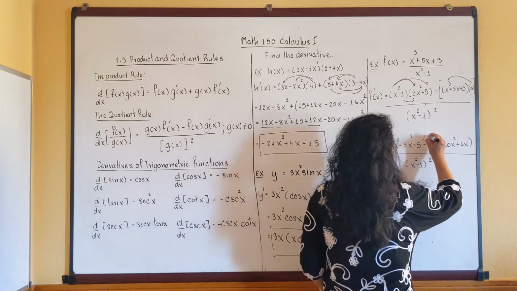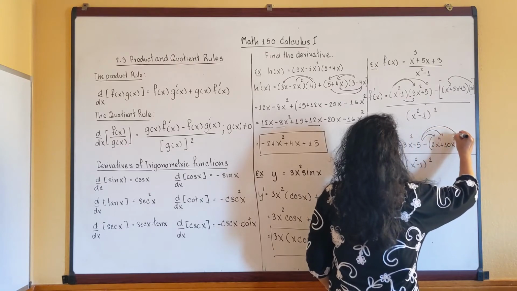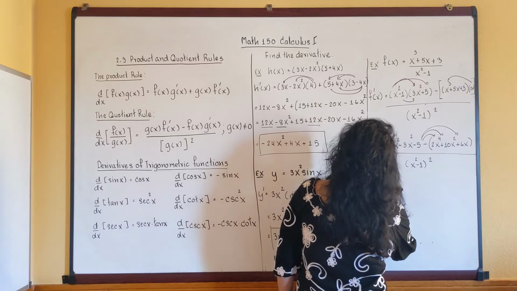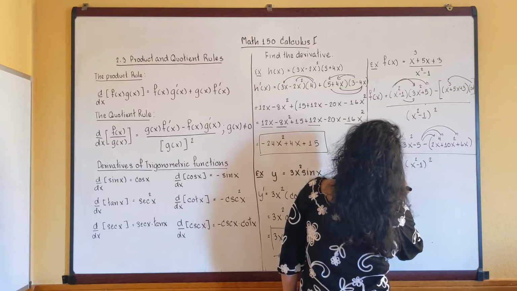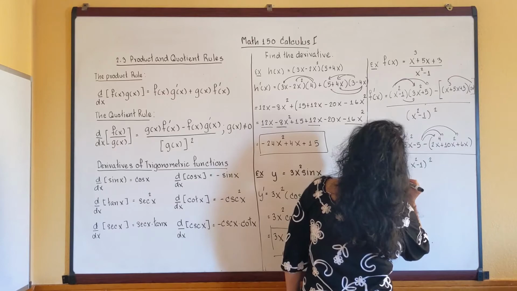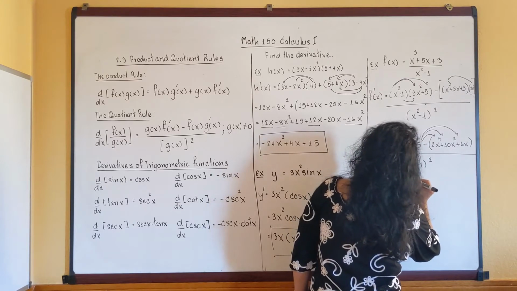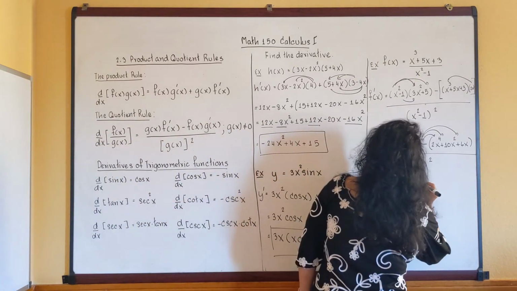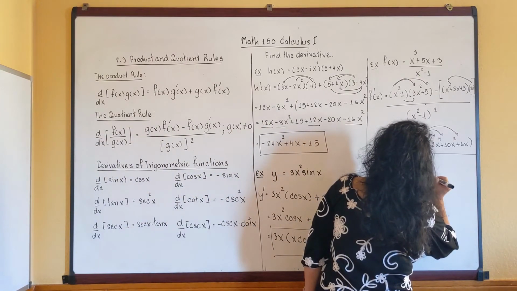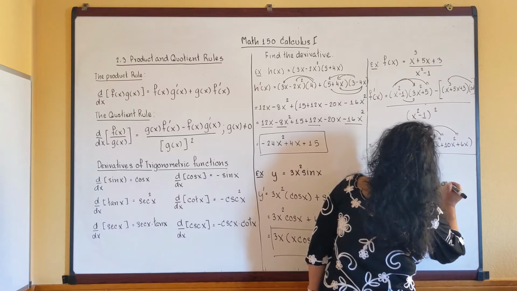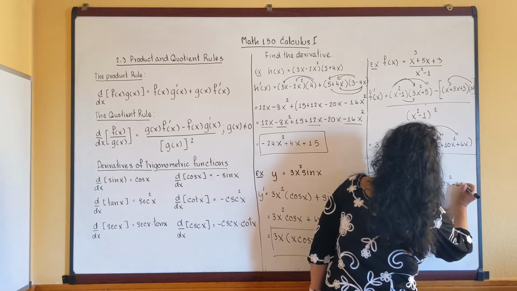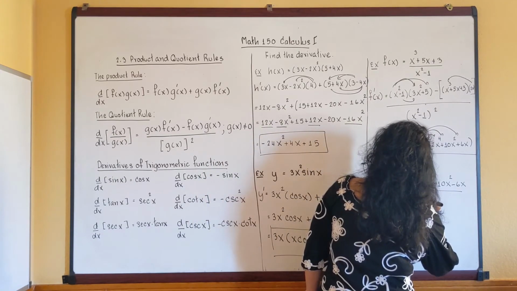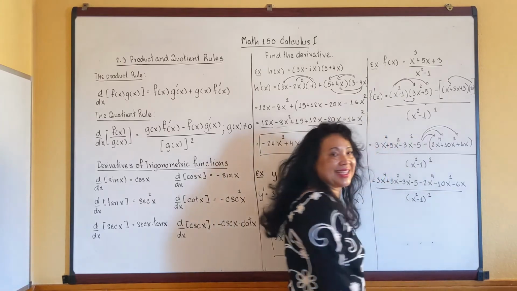I have to distribute the minus in. So I'm going to have 3x to the 4th plus 5x squared minus 3x squared minus 5. I'm just rewriting this one. Distribute the minus in: minus 2x to the 4th minus 10x squared minus 6x, over x squared minus 1, quantity squared.